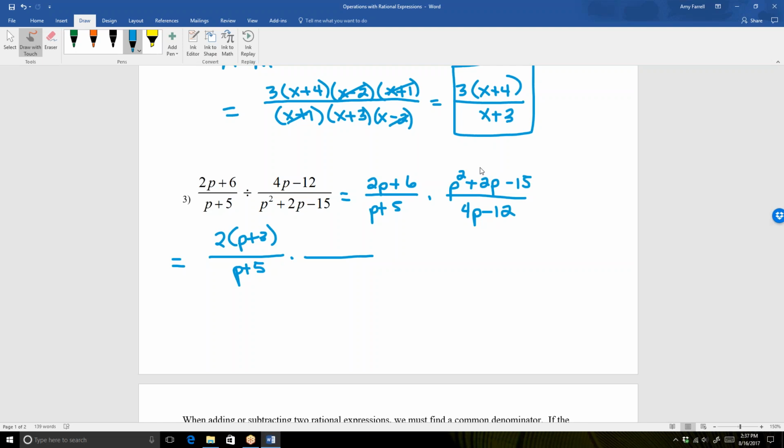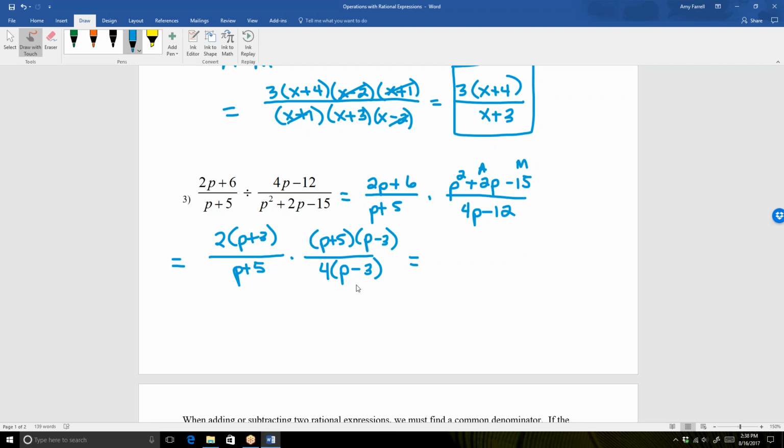Then I'm going to look for two numbers that add to 2 and multiply to negative 15. That would be a positive 5 and a negative 3. So positive 5, negative 3. And in the denominator over here, I can factor out a 4.